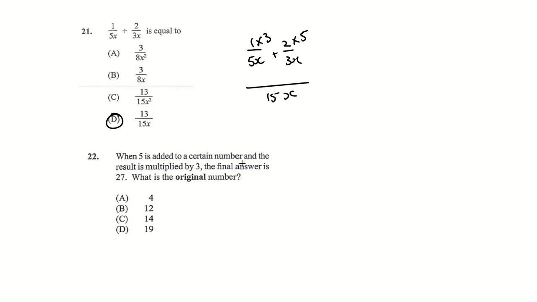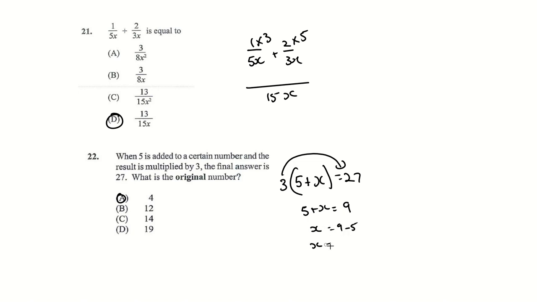When 5 is added to a certain number, 5 is added to x, and the result is multiplied by 3, you get 27. So the answer is 4. But I'm going to show you how I did that. You carry this across, you get 5 plus x is equal to 27 divided by 3, which is 9. And then 5 plus what is 9? 5 plus 4. You could have said x is equal to 9 minus 5, so x is equal to 4.